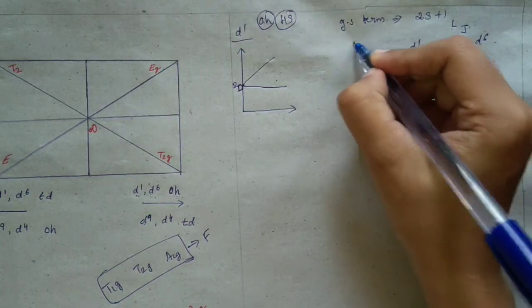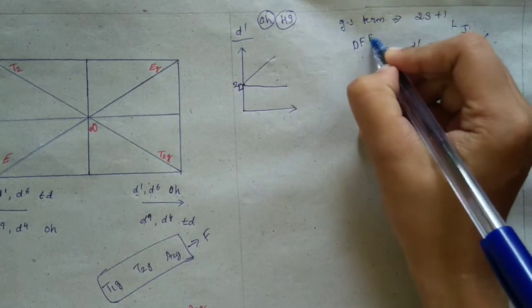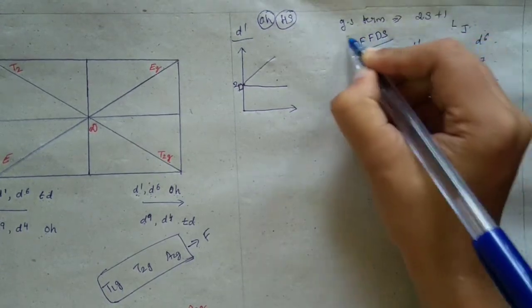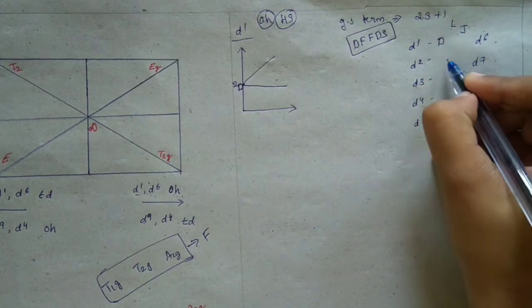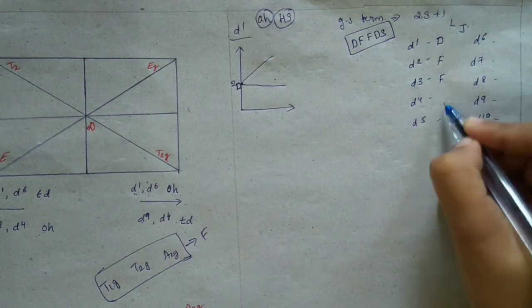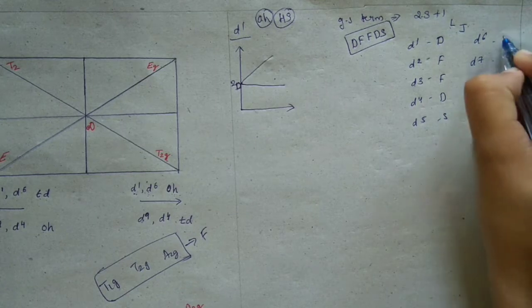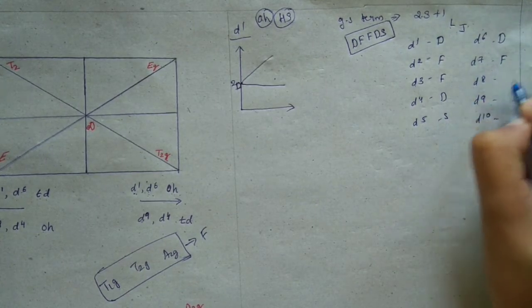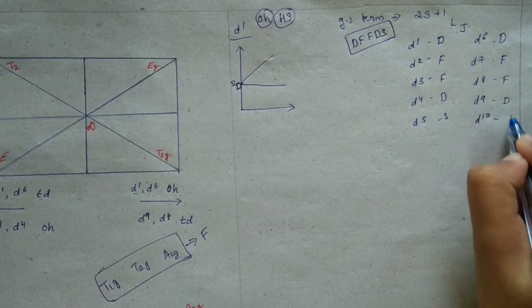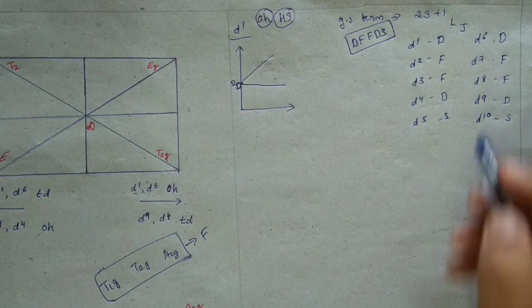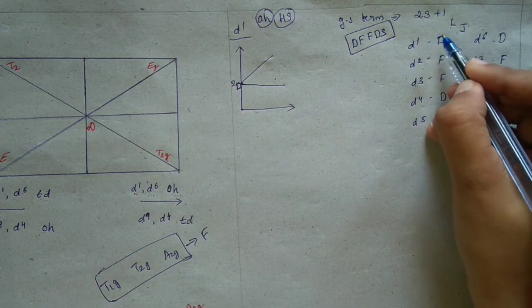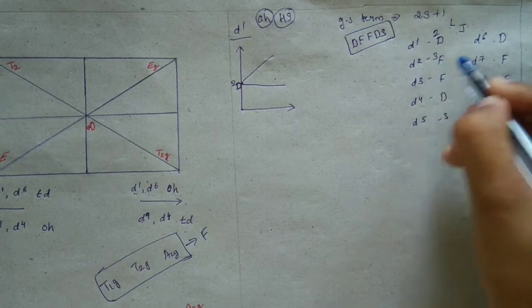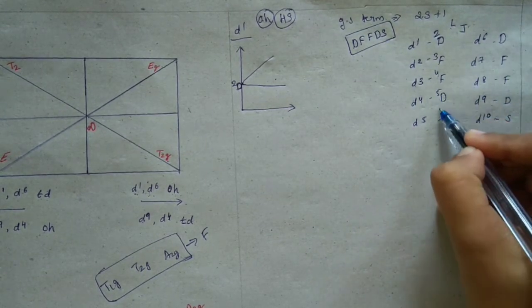So the code is DFFDS. First you write D, then F, F, D, S. So here also D, F, F, D, S. Now the spin multiplicity is starting from 2: 2, 3, 4, 5, 6.